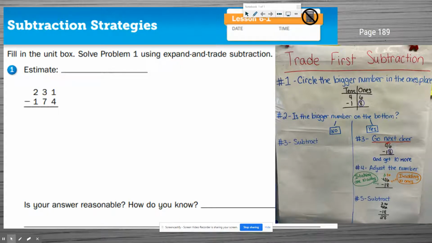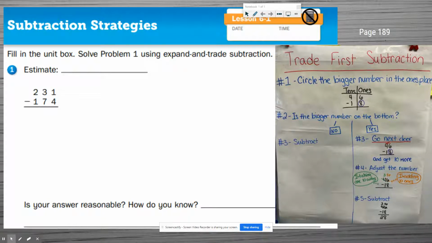You're going to turn in your book to page 189. You need to go there now. And remember, we're going to go through some steps to help us solve these problems, well, any subtraction problem. So the first step is to circle the bigger number in the ones place. So we're going to look at the ones place and see which is bigger.